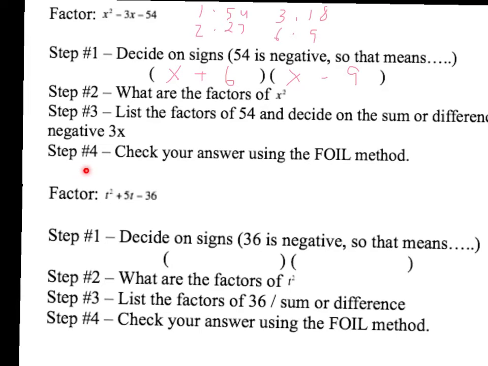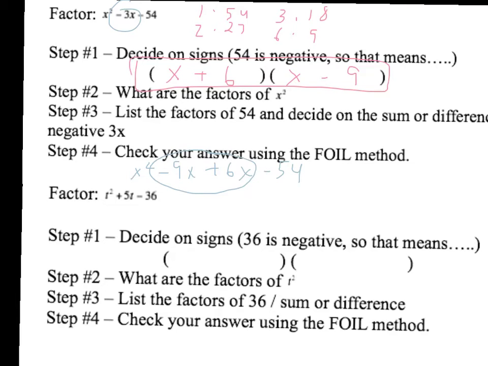So when I start foiling across, I got x times x is x squared. Then I got minus 9x plus 6x minus 54. And when I combine a positive and a negative, yes indeed, I'm going to get that negative 3x. So, box this up. There are my factors of x squared minus 3x minus 54.